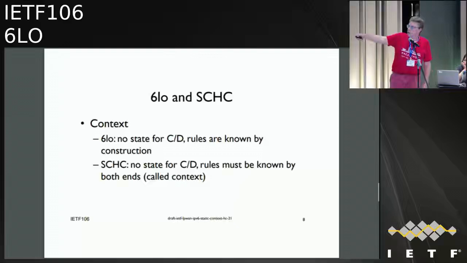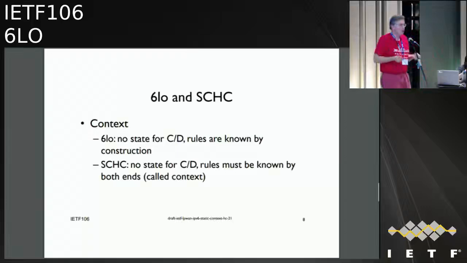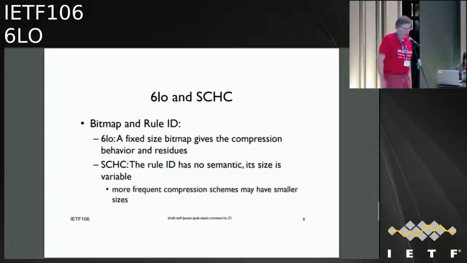In SCHC, it's the same thing about compression. Right now, we take a packet and do compression, and then we forget about this packet and go to the compression of another packet. So here it's similar. The difference is that when you receive a rule ID, you don't know what to do if you don't have the rule. The rule explains what the behavior will be. In 6LoWPAN, we have a bitmap that can be compared with the rule ID, but in 6LoWPAN it's fixed, and it gives you how to do the compression. As I said before, in SCHC the rule ID is just a pointer to a rule that will tell you how to do the compression. The advantage of having no semantic is that you can have different lengths, and you don't have to structure this information.